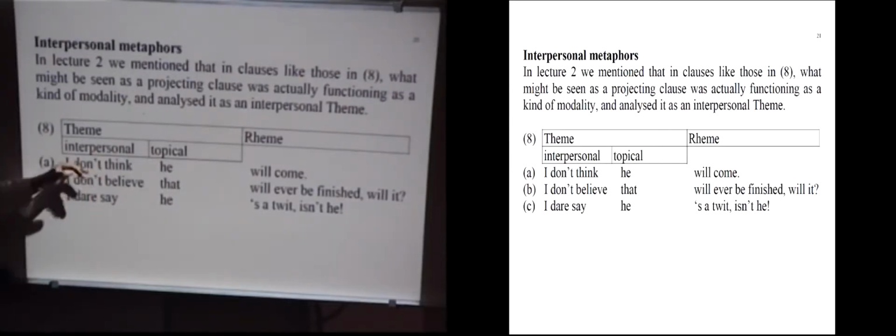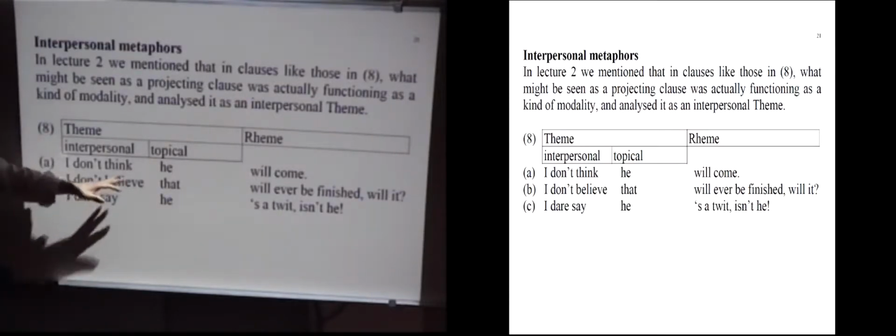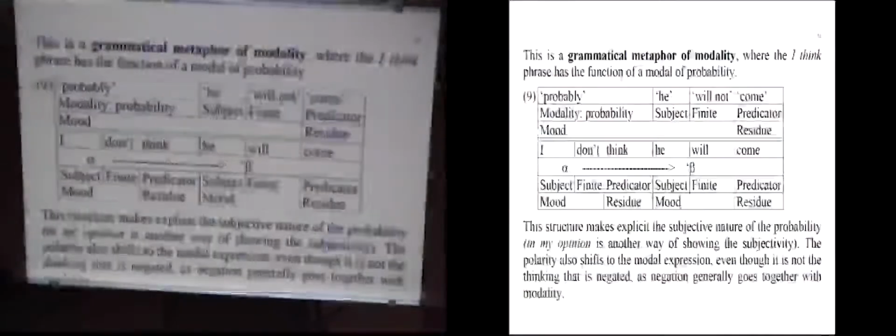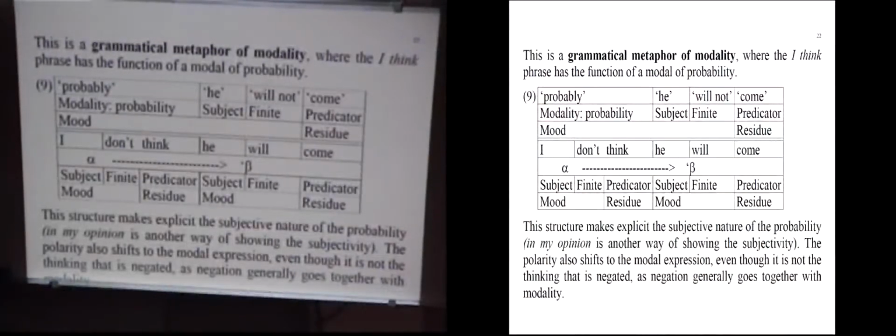But over time, these things came to just have this interpersonal modality type meaning. So I don't think means it doesn't seem possible to me. Or when you say I don't believe that will ever be finished, it means I'm not sure that that will ever be finished. Or I dare say he is a twit is the same kind of interpersonal. You don't really mean I dare say. It just means it's pretty sure to me that he is a twit. So they have this interpersonal sense. So this is a grammatical metaphor of modality where the I think has the function of the modal of probability.